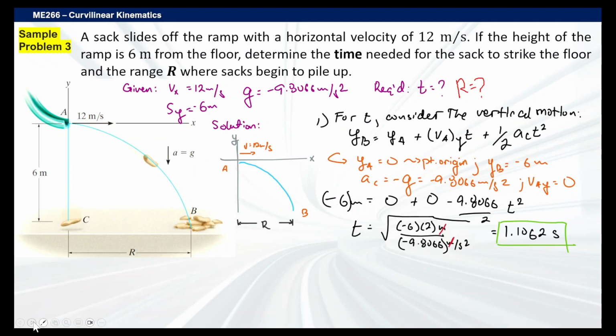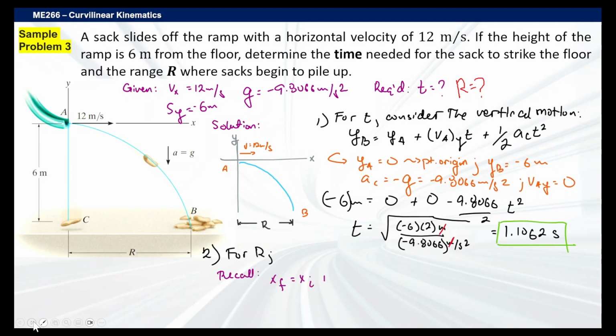All right, and the next is we're not yet done. So we still have to find the range. So range lang naman here. So we have to consider naman the horizontal motion. And remember, pag horizontal motion, we're given the initial velocity, so we can probably use this formula for range.